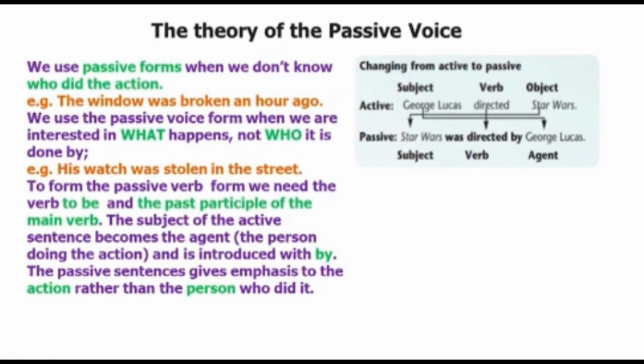We use a passive voice form when we are interested in what happens, not who it is done by. For example, his watch was stolen in the street. To form the passive verb form, we need the verb to be and the past participle of the main verb. The subject of the active sentence becomes the agent, the person doing the action, and is introduced with by. The passive sentence gives emphasis to the action rather than the person who did it.